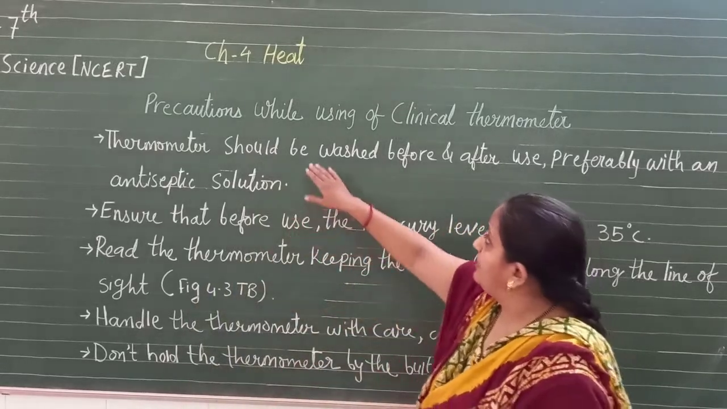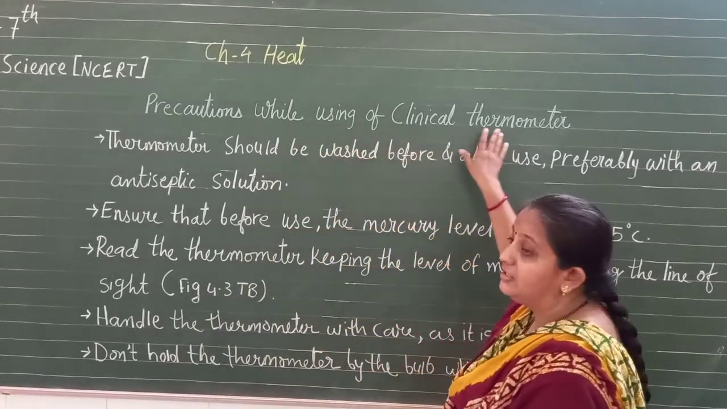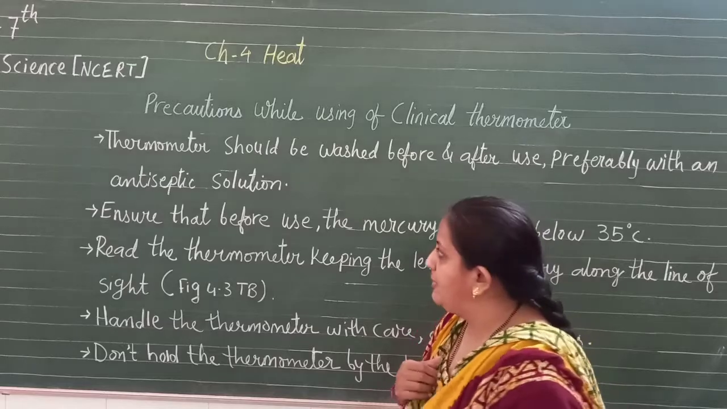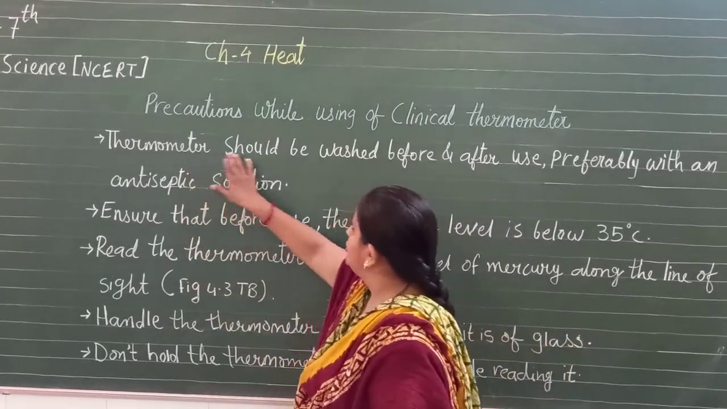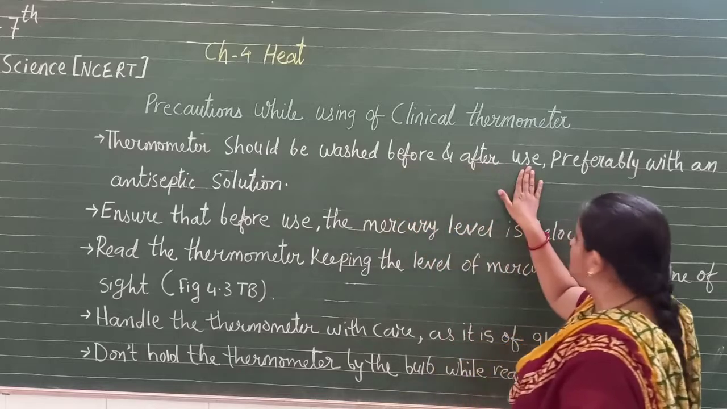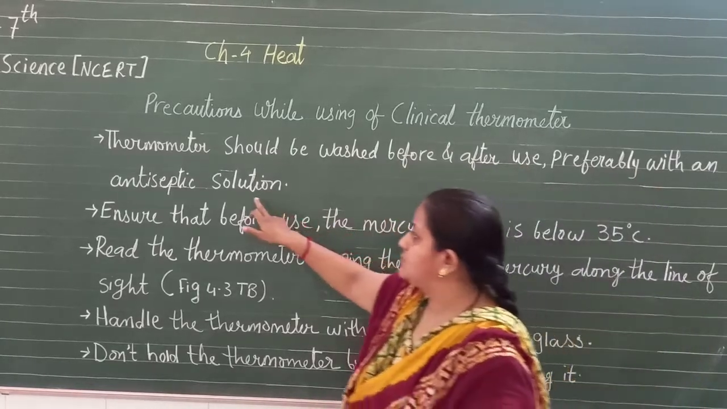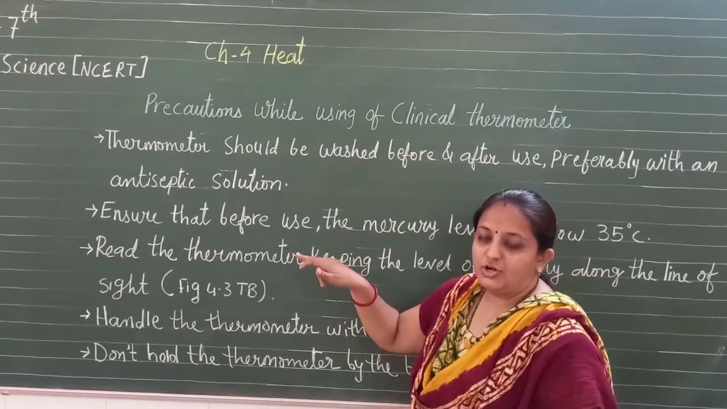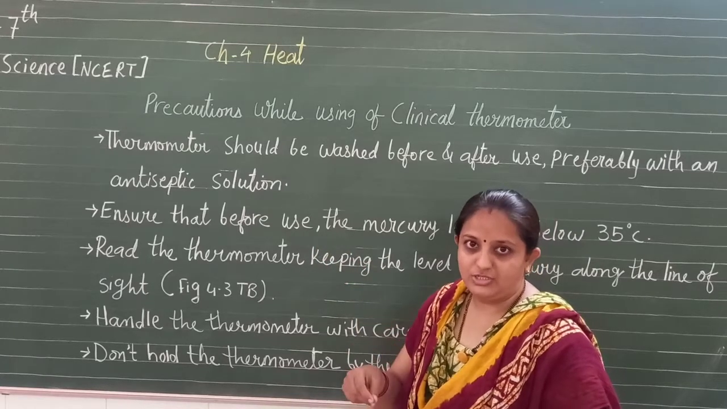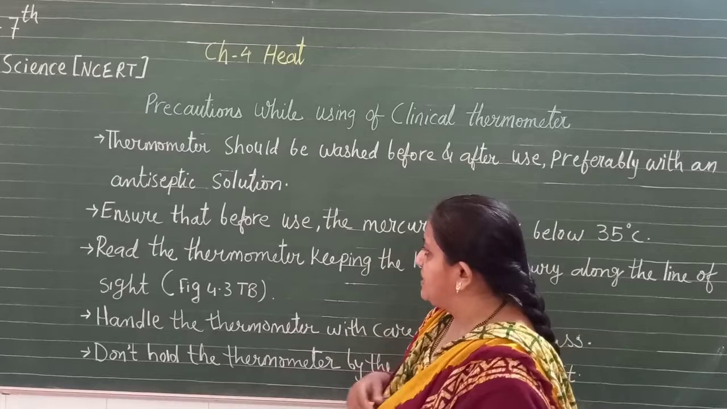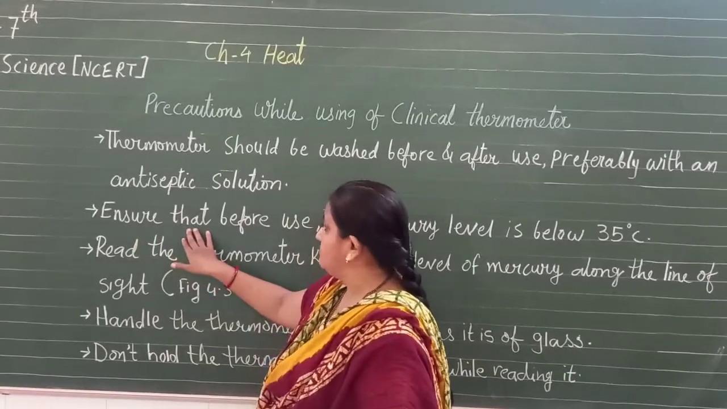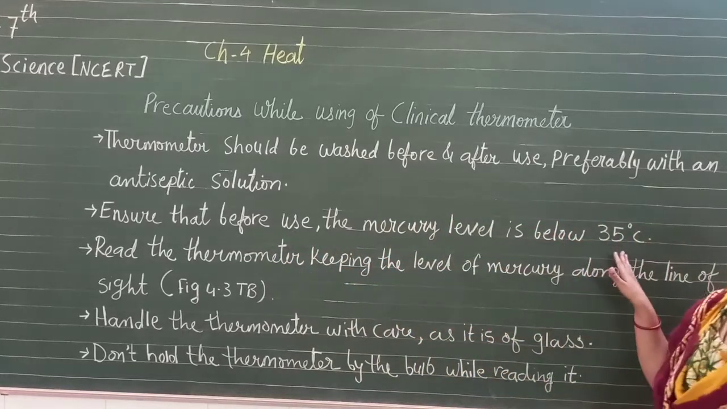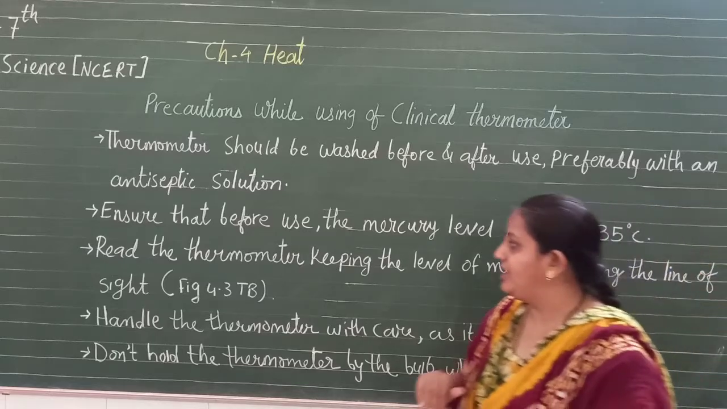Now let us understand the precautions while using a clinical thermometer. What do we have to take care of? The very first thing, the thermometer should be washed before and after use, preferably with an antiseptic solution. You might have noticed, when you go to the doctor for treatment, the doctor washes the thermometer before and after using. The second precaution, make sure that before use the mercury level is below 35 degrees Celsius.